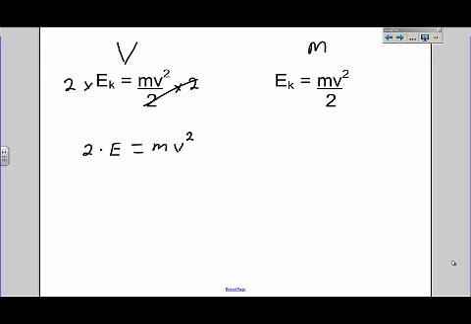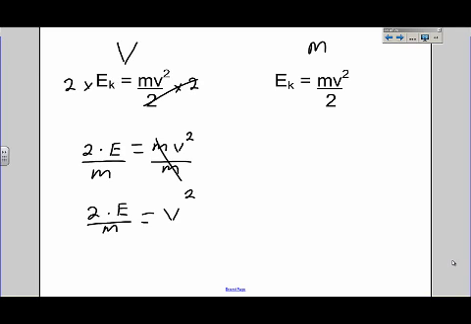Now we're going to get rid of the mass. So we're going to divide by our mass. That cancels those 2 out. What we do to one side, we must do to the other. And we end up with 2 times our energy divided by mass equals your speed squared.